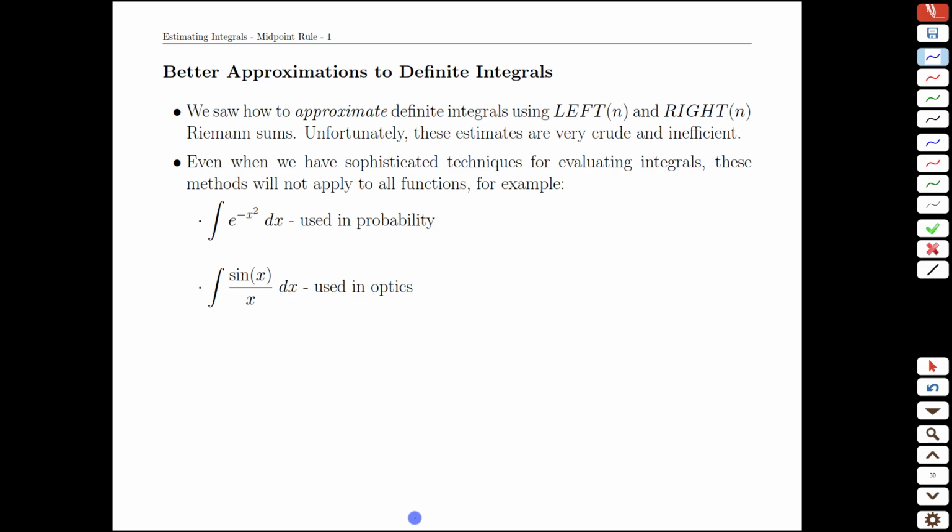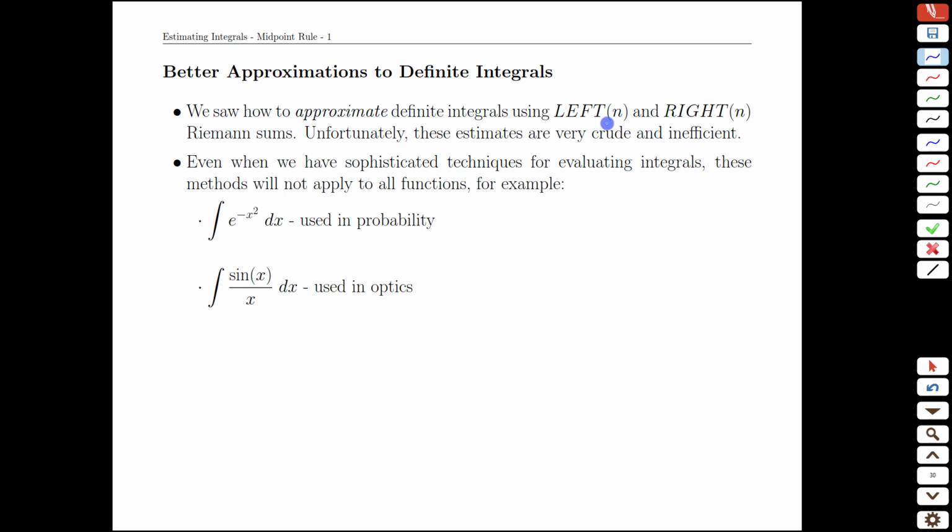In this video, we're going to extend our approach of the left and right sums for estimating integral values. We have those as a way to approximate definite integrals, but they're pretty crude, and the key word for numerical method people is that they're inefficient. It takes a lot of work to get a fairly high accuracy.